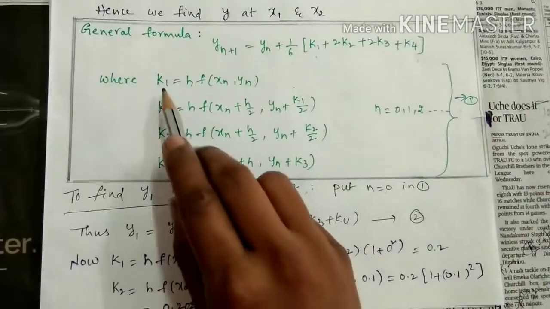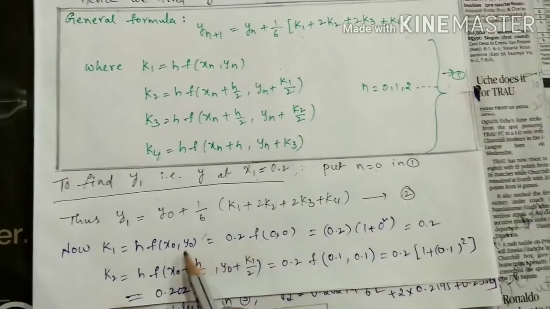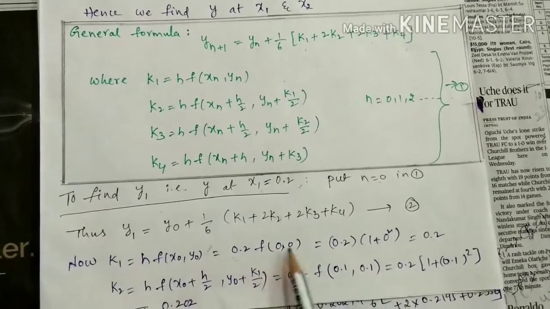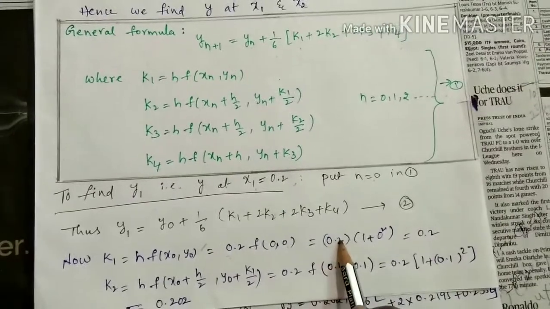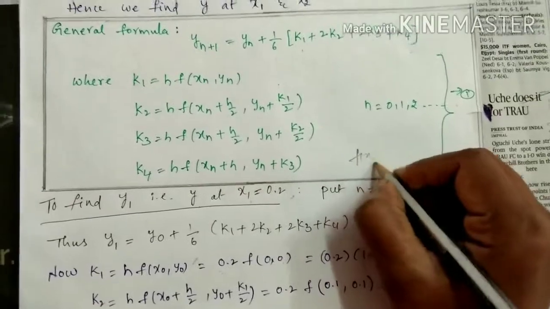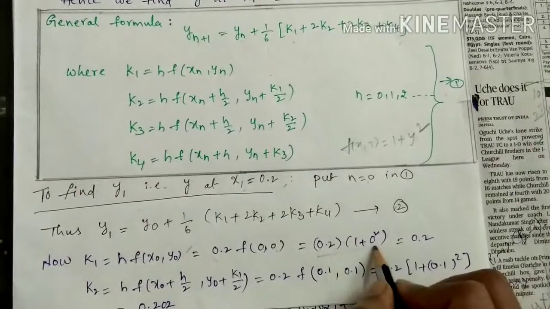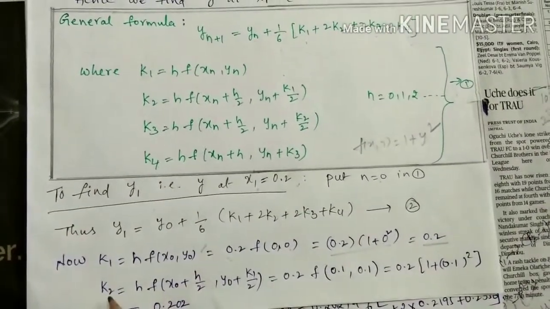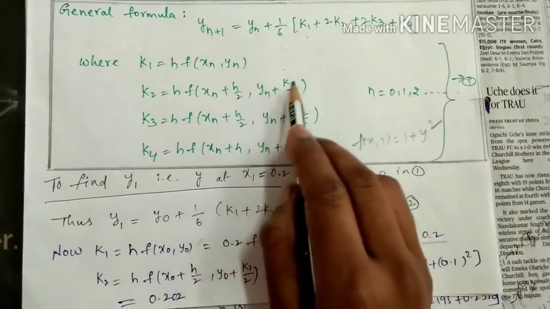Then k1 will become h into f of x0, y0. We already have x0 0, y0 0. So this is 0.2 into f of 0 comma 0, which is equal to 0.2 into 1 plus 0 square, since f of x comma y is equal to 1 plus y square. By calculating this we got the value 0.2.